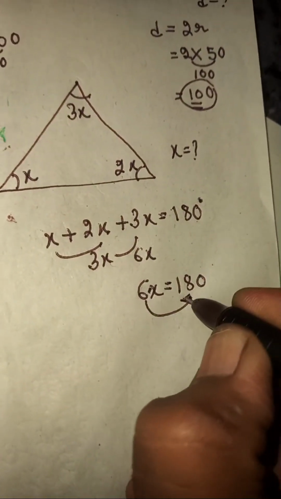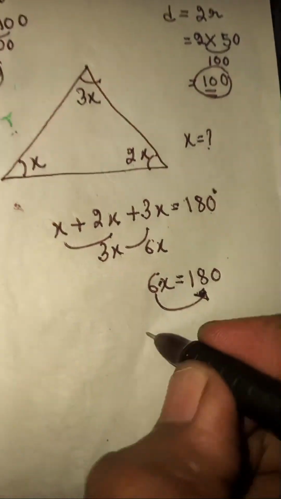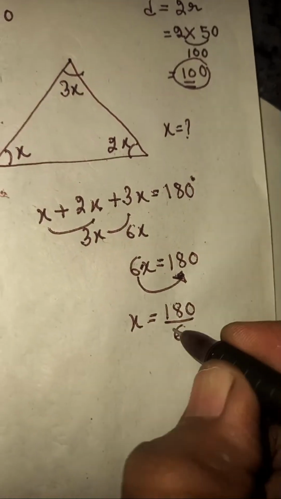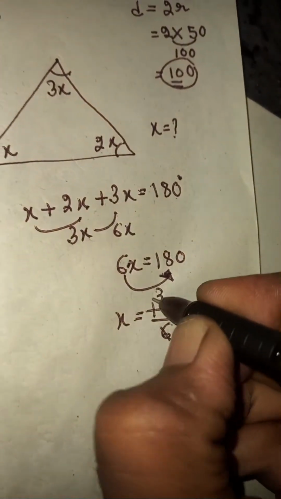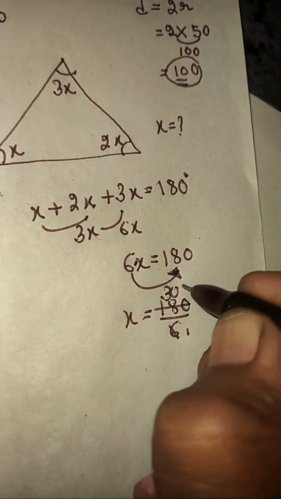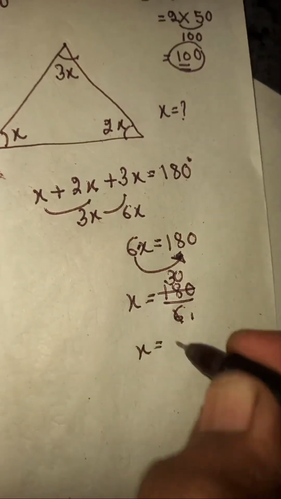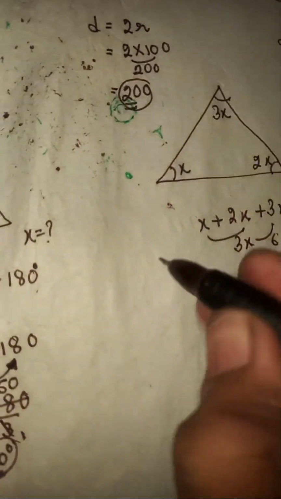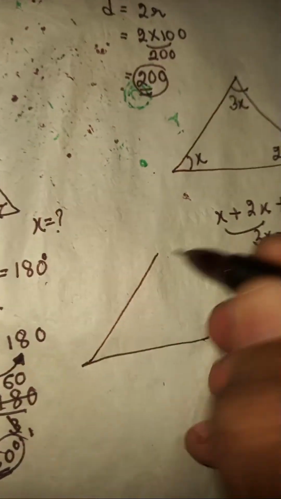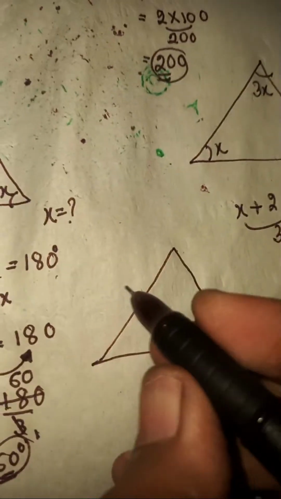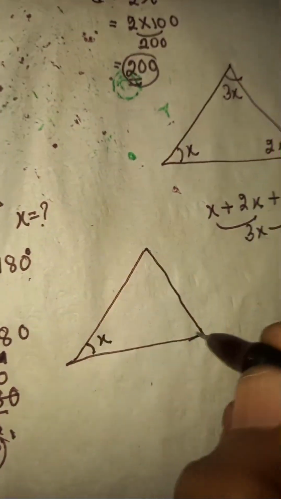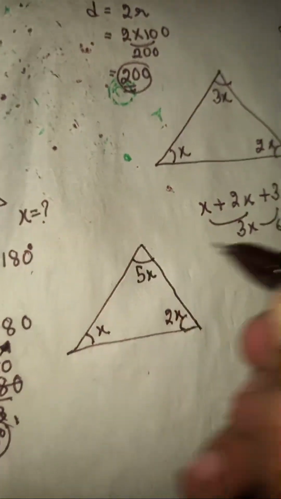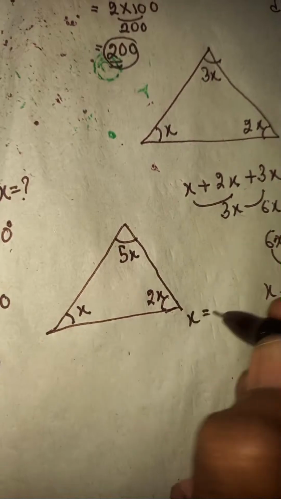When 6 goes that side, it comes below in denominator. x equal to 180 by 6. You can divide it 6 1 times, 6 3 times is 18, and 0 with it, it's going to become 30. So x equal to 30 degrees. You can take one more triangle. In this triangle, they have given that this angle is equal to x, this angle same 2x, but this angle becomes 5x. Now find out what is the value of x.